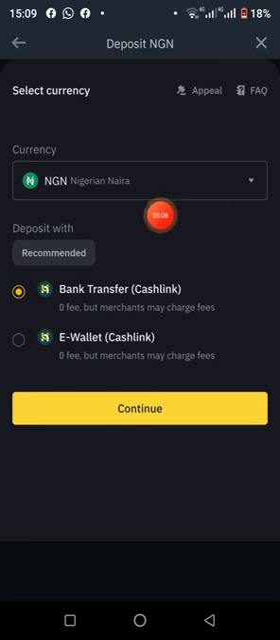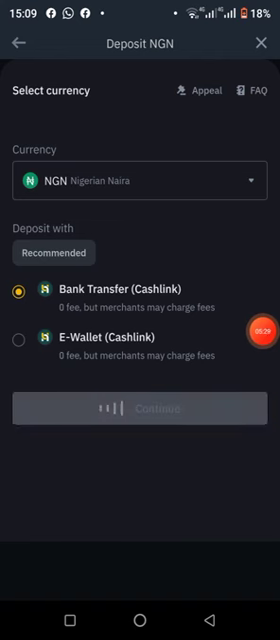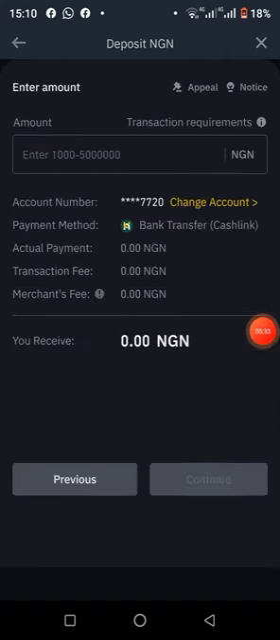So this is Naira. Other countries, you can take advantage of this in as much as you can deposit Naira via bank transfer. In Nigeria, we can deposit Naira via bank transfer. You see bank transfer or e-wallet. We are using bank transfer for this particular one, so we continue. Okay, now it's telling us to deposit. So let's say we are depositing 100,000.